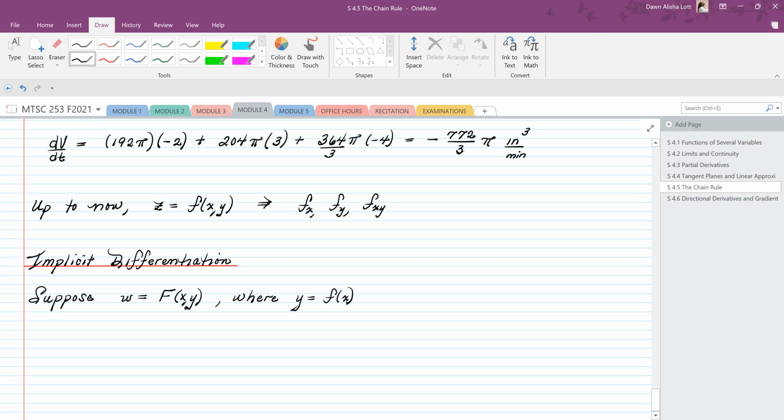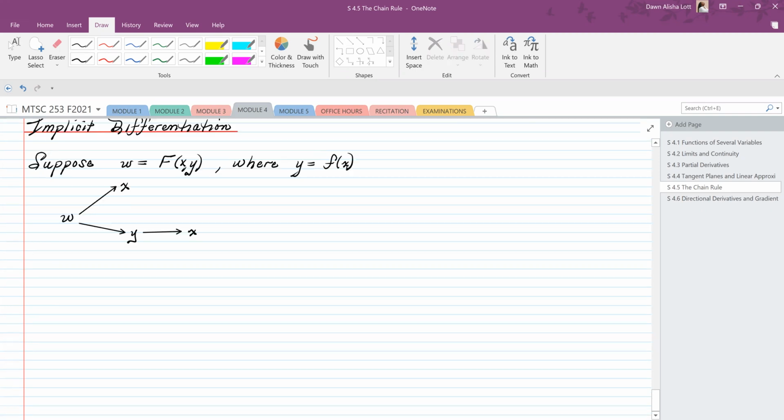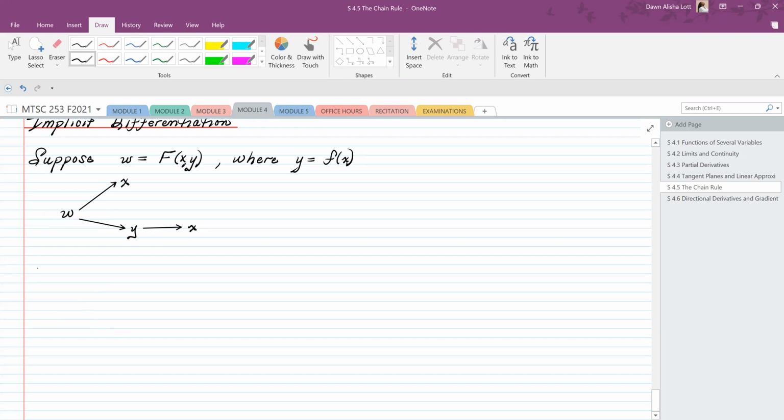Okay, so we have something that looks like this. You have w is a function of x, and it's also a function of y, which is also a function of x. So we can rewrite it as: we're given some big function f of x and y is equal to 0. Okay, so we're going to use the implicit function theorem.